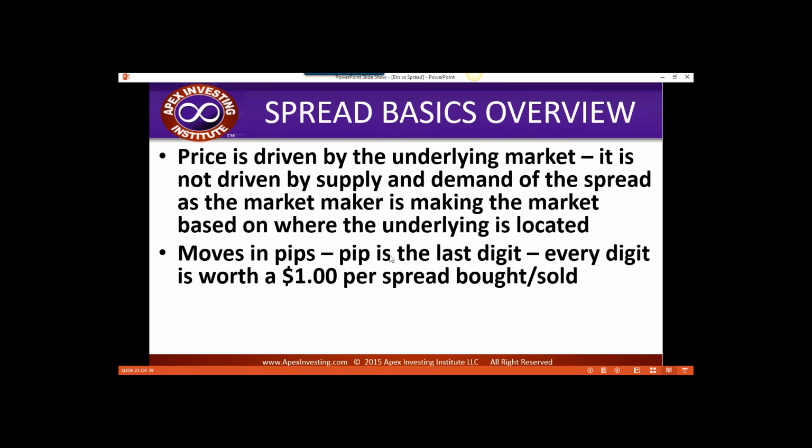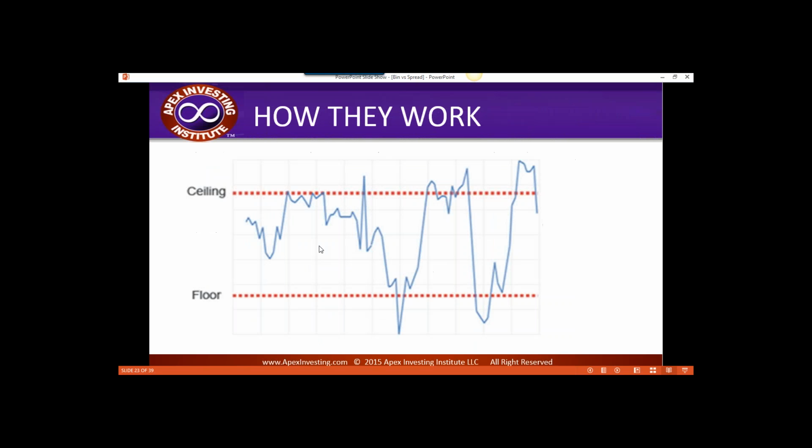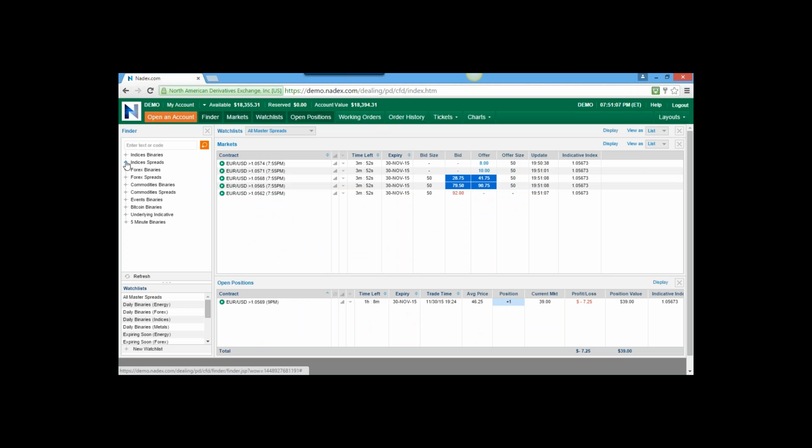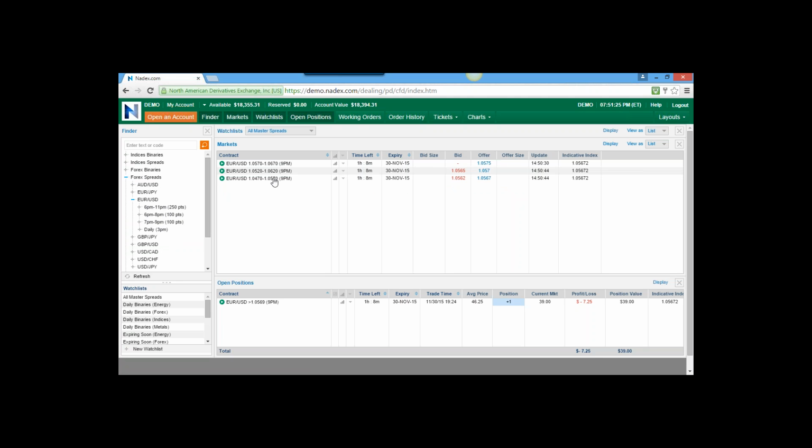But okay, back to spreads here. Every pip move is worth $1. Let me lay it out for you in a quick nutshell. What is a spread? A Nadex spread has a floor and a ceiling, meaning a top and a bottom. What does that mean? Well, if we're on the Nadex website, let's look right here, Forex spreads. You see that? Let's just pull up the euro dollar. There are all kinds of different spreads, and new spreads come out every hour, just like binaries. Let's just look right here from 7 p.m. to 9 p.m. There are 3 different spreads.